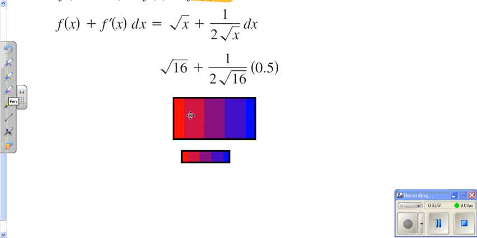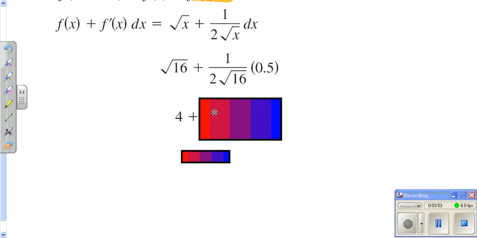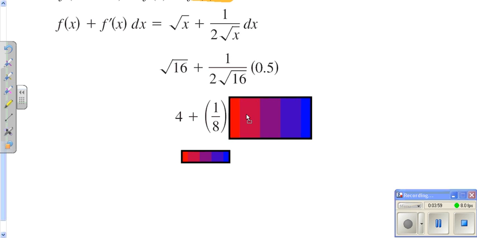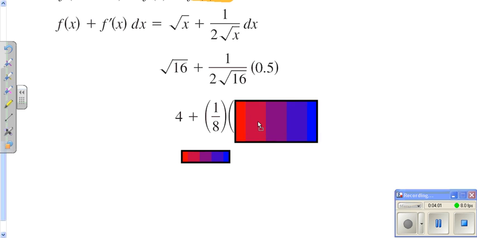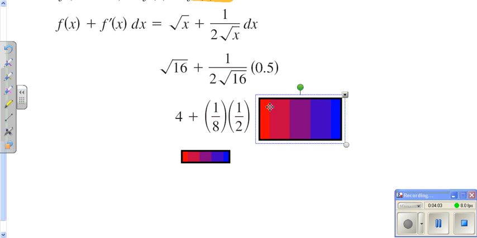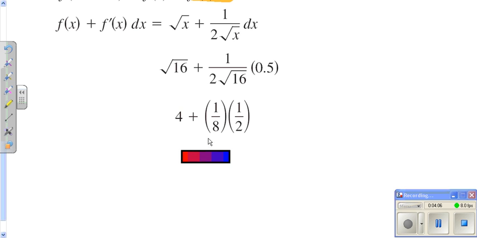Well, square root of 16 is 4. Square root of 16 is 4 here, so it'd be 1 over 2 times 4, 1/8. That's times a half. So you really get a 16th here. So it's really 4 plus a 16th. Decimal-wise, it ends up being this. That's essentially what we're looking for.